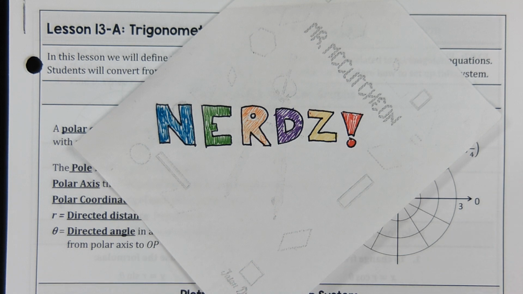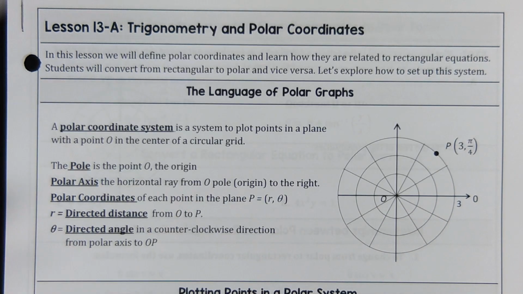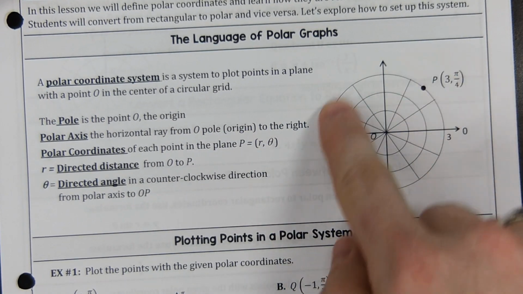All right, nerds. Today we are learning all about a brand new coordinate system, polar coordinates. Up until now, the only things that you have ever graphed have been in x, y. You ever notice how those things are always making little squares all over the place? That's called the rectangular coordinate system. Polar coordinates are basically circular coordinates. This is what a polar coordinate grid looks like.